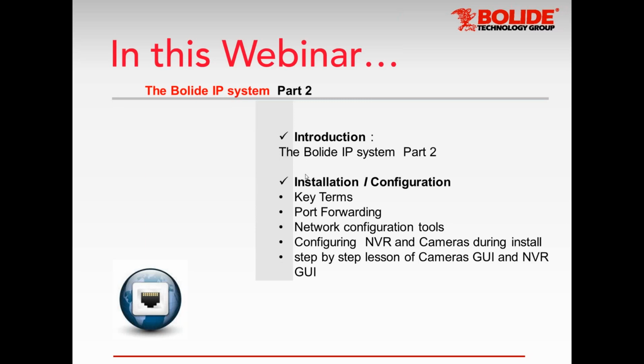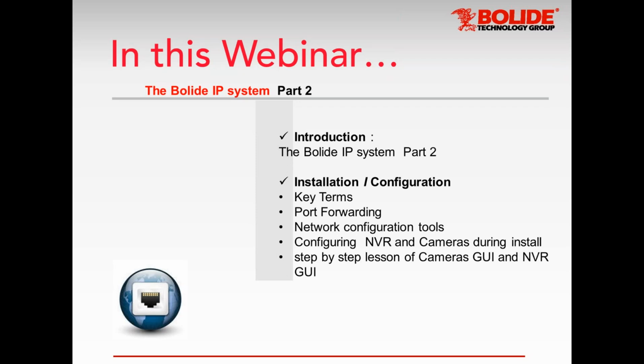So in this webinar, we are going back to basics with IP. This is Bolide IP Basics Part 2. In Part 1, we talked about how to pretty much connect an IP camera to an NVR. Pretty basic stuff. In this webinar, it'll be a little bit different. We're going to show you how to connect IP cameras, and at the same time, how to get into the camera's settings and actually configure it and make it retrofit for the particular application that you are doing.